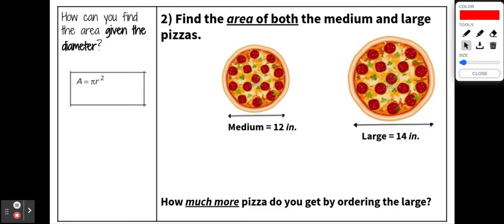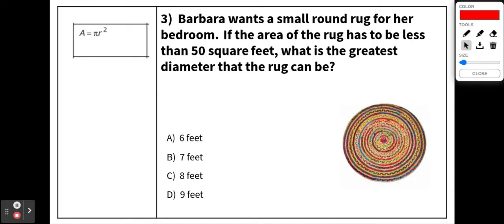Okay, we are ready for number 3. Barbara wants a small rug for her bedroom. Notice the rug is a circular shape. If the area of the rug has to be less than 50 square feet to fit in her space, what is the greatest diameter that the rug could be?